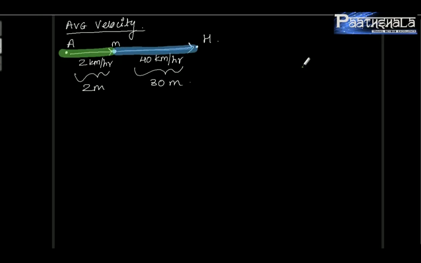Now let us look at average velocity. Average velocity is defined as total distance traveled upon total time taken. The definition of average velocity is total distance, or I should better say total displacement. That would be a more accurate description. Total displacement upon total time.